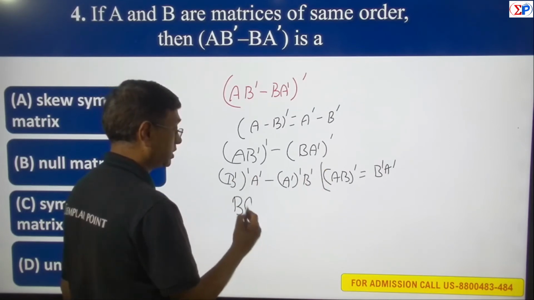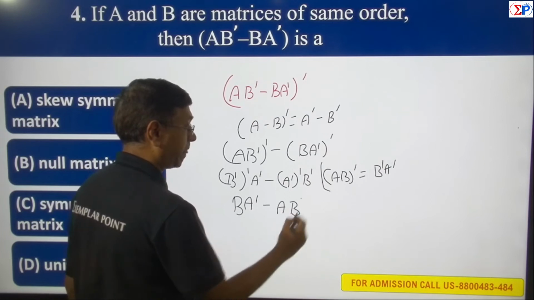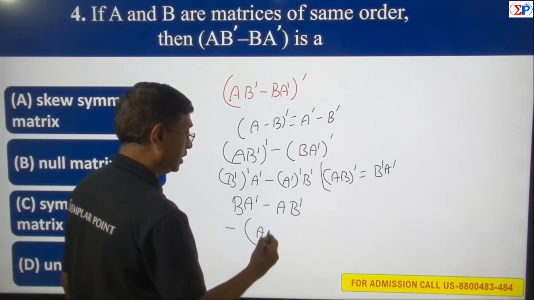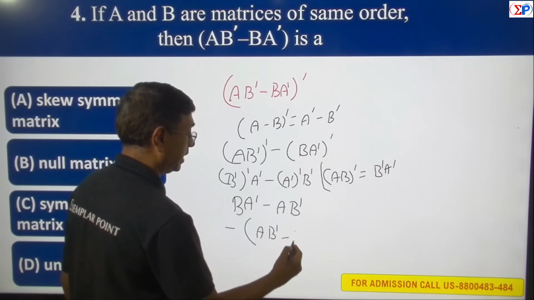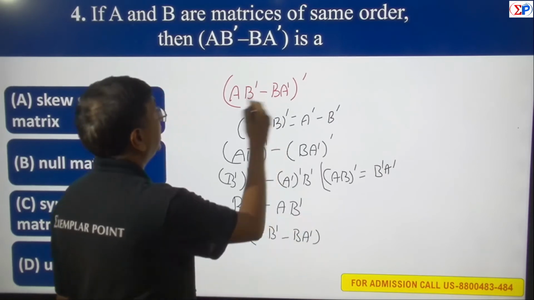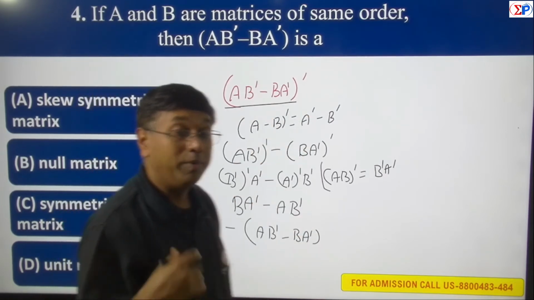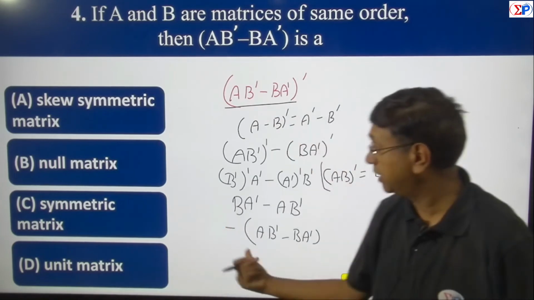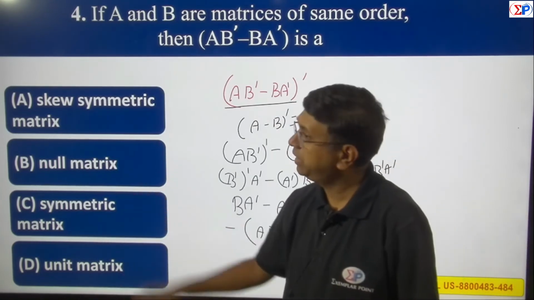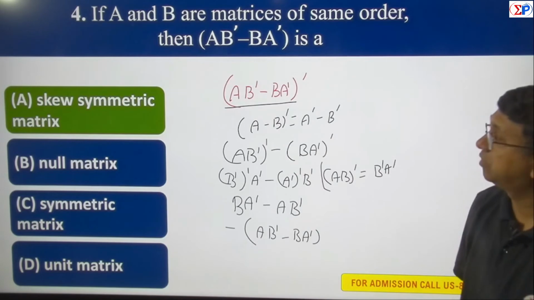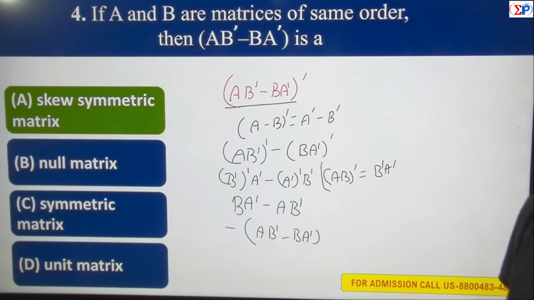So what are you going to get? Transpose का transpose is this. So you can take minus common. So you get AB dash minus BA dash, जो कि इसके बराबर है. So कोई भी मैट्रिक्स का ट्रांसपोज उसके नेगेटिव के बराबर आए तो आंसर will be skew symmetric. Answer will be skew symmetric.